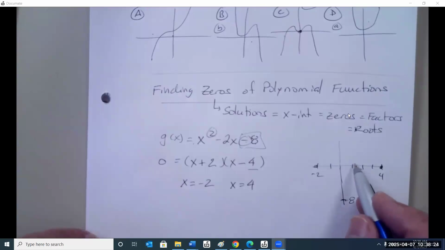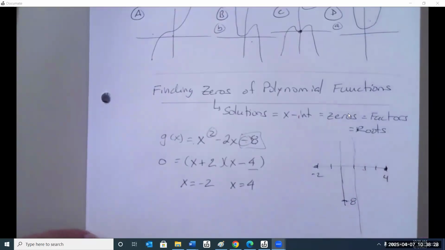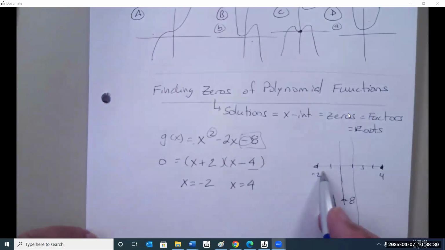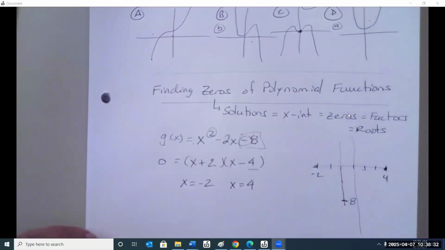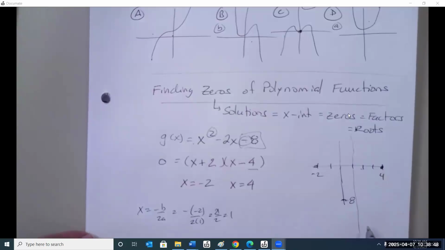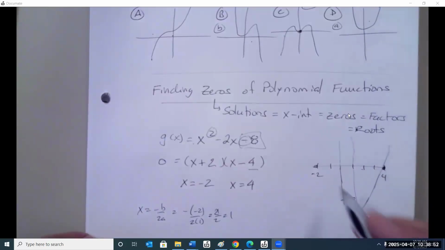Because it's a quadratic equation, our vertex is always a midpoint between your two x-intercepts. Or we could use x equals -b over 2a. Negative of -2 over 2 times 1 is 2 over 2, which is 1, at 1. So we know that it's going to be somewhere here. The graph will look like this.